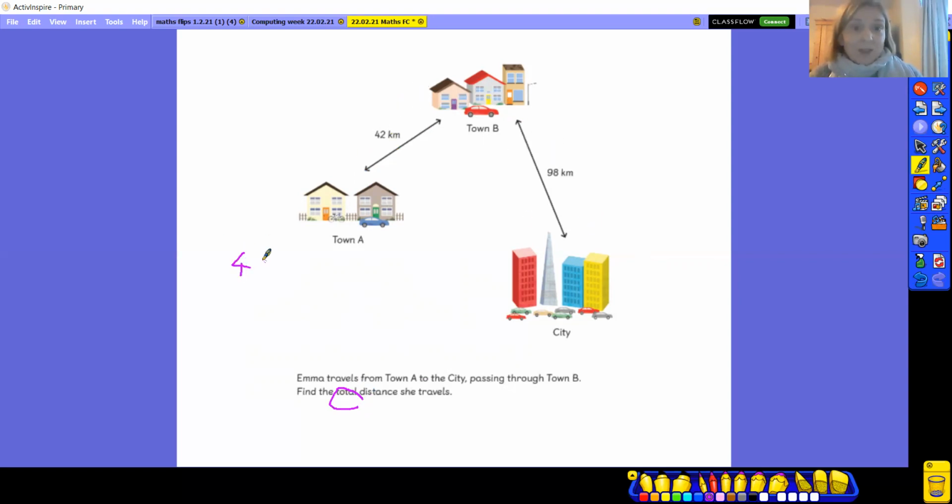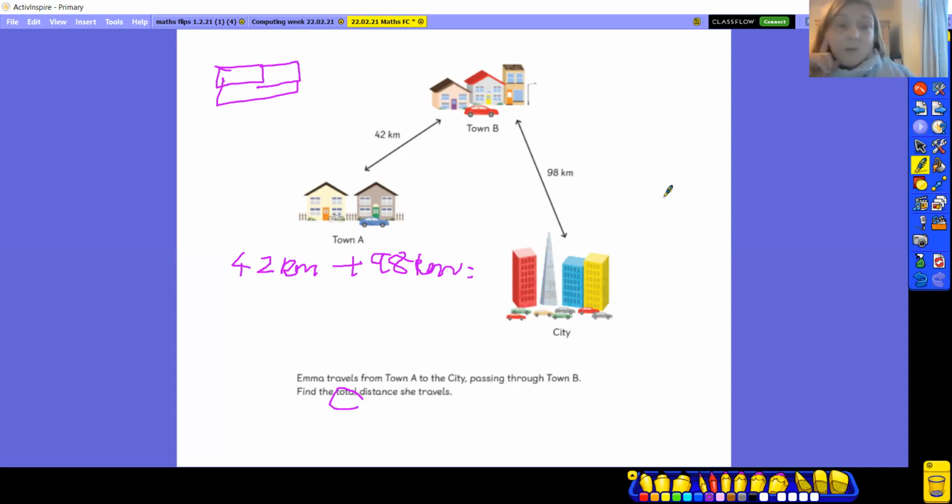So we've got 42 kilometers, add 98 kilometers. Okay, so we've got to find the total. We know that because we've got this distance here, add this distance here. We need to find out how much they are added together. Right, excuse my writing again. So to do that, you can use a number line, start at 98 and add on 42, or you can use the column method again. So let's use the column method.